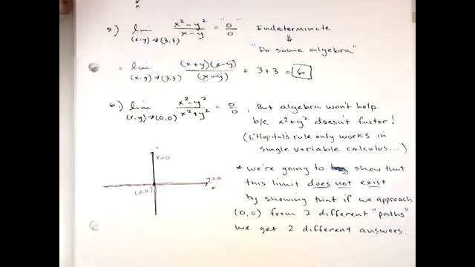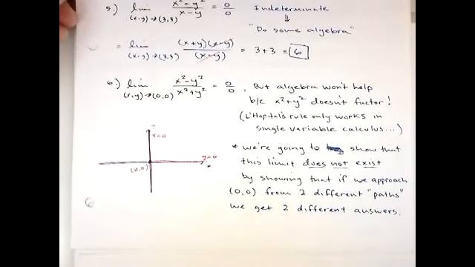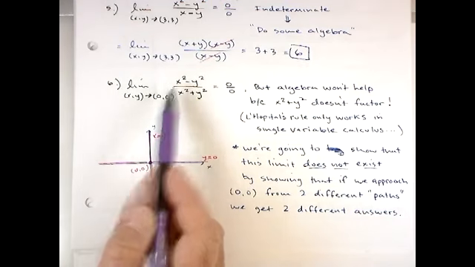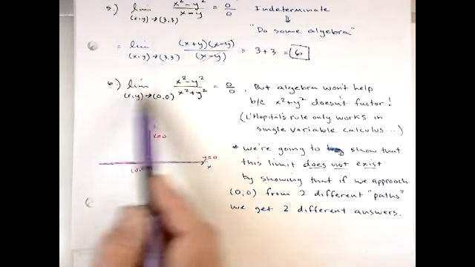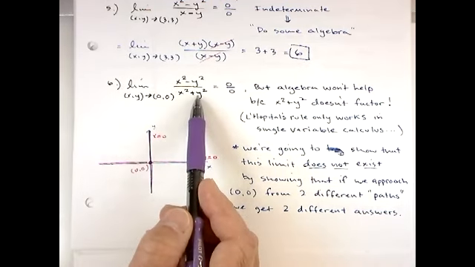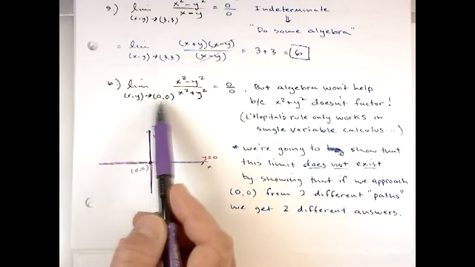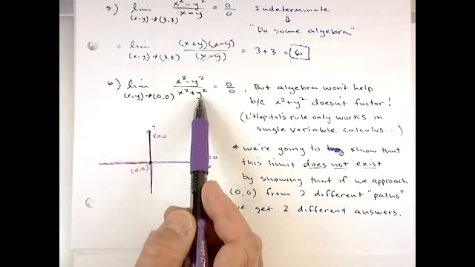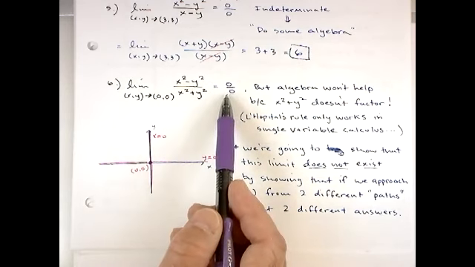Let's go to our next one. Okay, so now I changed it a little bit. The denominator is now x squared plus y squared, and x and y are approaching 0 and 0. So clearly, if you plug in 0 and 0 for x and y, you're going to get 0 over 0.